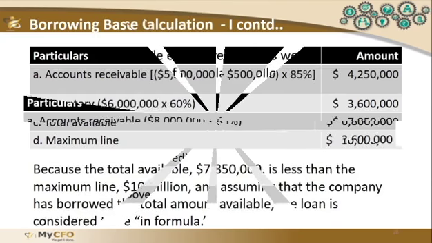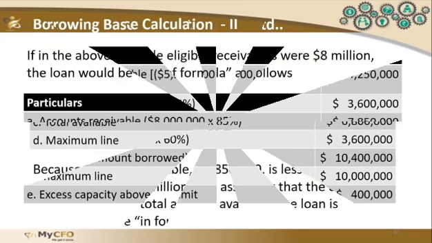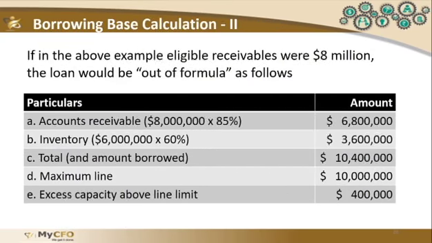I'm going to twist this example a little bit, and we'll see what happens if the amounts change a little bit. So in the same example, say the eligible AR were $8 million. So what will happen? 8 million at 85%, so that is 6.8 million. Inventory is 3.6 million, same as the last example. So the total is $10.4 million. And the maximum line, the facility, is $10 million. So the excess above the line limit is $400,000.